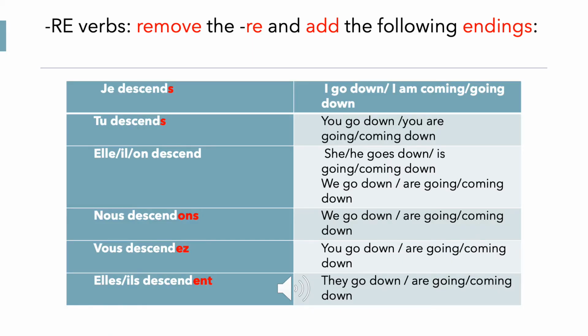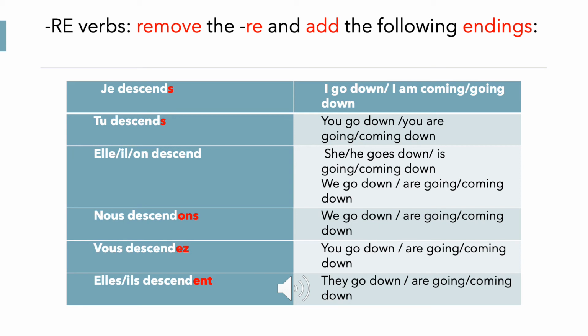Let's see what happens for the endings of verbs that end in RE. Again, same process. You remove the RE at the end and you add the following endings. So for the verb descendre, to go down, it would go je descends, tu descends, il descend, nous descendons, vous descendez, ils descendent. And again, you can notice that there are similarities with the endings for ER verbs.